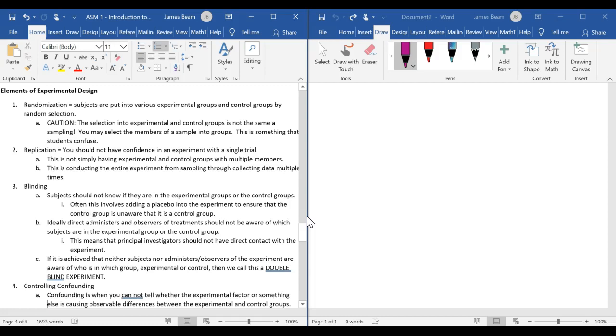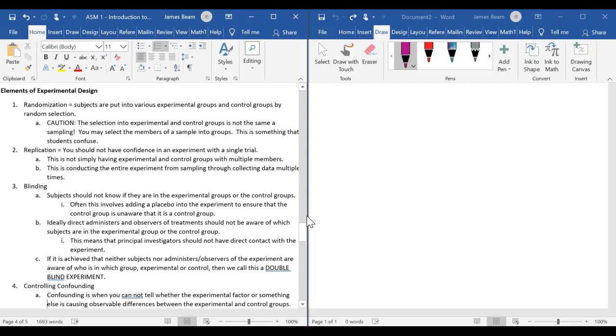Experiments have to be replicated, and this isn't just having control and experimental groups that are larger than one. This actually means that from beginning to end, from the process of sampling for your experiment on through collecting and recording data at the end, has to be replicated and done multiple times.